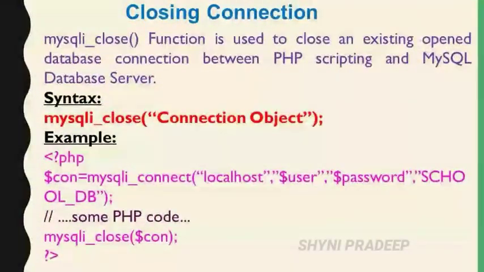Okay, next topic is closing a connection. If you want to close the existing opened database connection between the PHP scripting language and the MySQL database server, you have to use the MySQLi close function. This is the syntax: MySQLi close, connection object. This is the example. Con is the connection, is equal to, first you have to connect to the database server with MySQLi connect, server name, username, password, database name, and after that if you want to close the database server connection, you have to use the MySQLi close connection function.